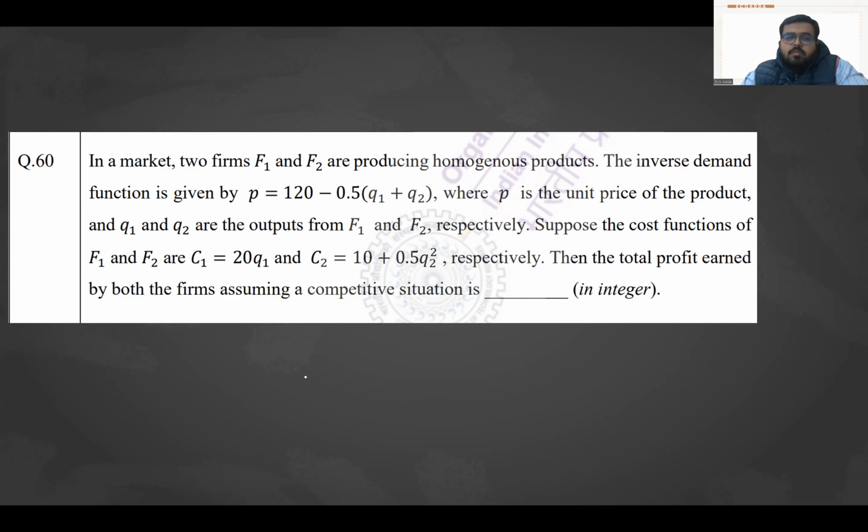Okay, so this is question number 60. In a market, two firms F1 and F2 are producing a homogeneous product. The inverse demand function is given by P = 120 - 0.5(Q1 + Q2), where P is the unit price of the product, and Q1 and Q2 are the outputs from F1 and F2 respectively. Suppose the cost functions of F1 and F2 are C1 = 20Q1 and C2 = 10 + 0.5Q2² respectively. Then the total profit earned by both firms, assuming a competitive situation, is what?